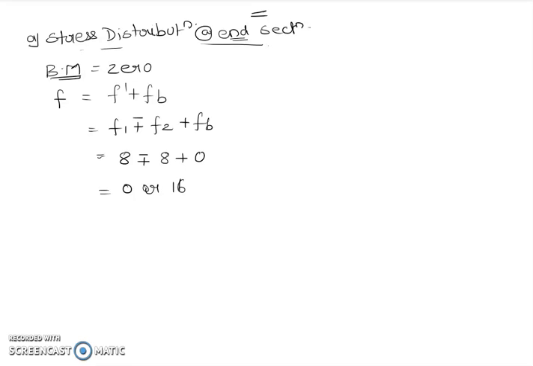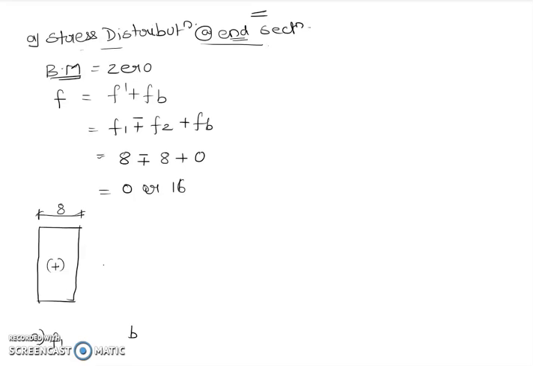So let us draw the stress diagram. So first F1, let us draw F1 first. This is A, that is F1, and it is 8. Okay, value of F1 is 8 and it is positive. This is only due to the pre-stress force, that is P by A.